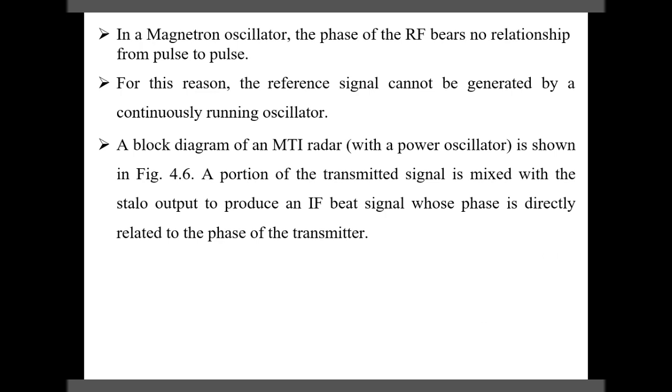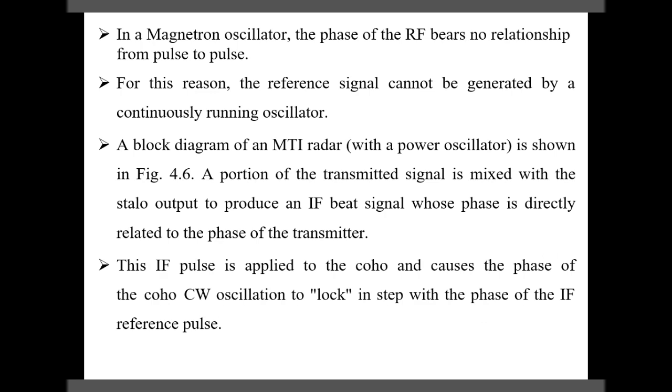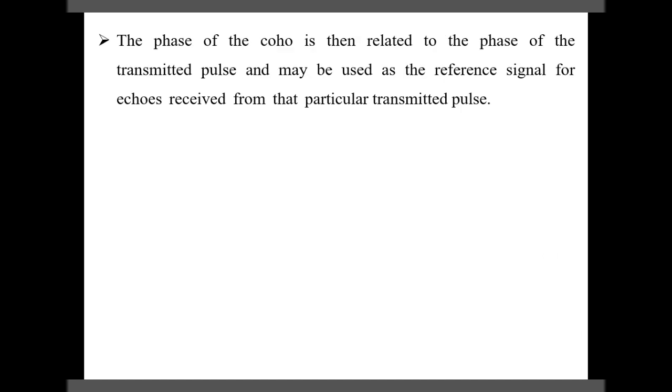The block diagram of an MTI radar with a power oscillator is shown in figure 4.6 that we have seen. A portion of the transmitted signal is mixed with the STALO, that is the stabilized oscillator output, to produce the IF beat signal, whose phase is directly related to the phase of the transmitter. This IF pulse is applied to the COHO, that is the coherent oscillator, and causes the phase of the coherent oscillator to lock in step with the phase of the IF reference pulse. The phase of the COHO is then related to the phase of the transmitted pulse.